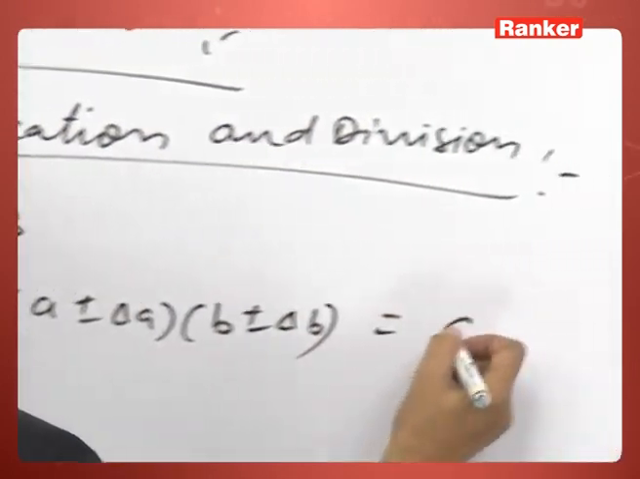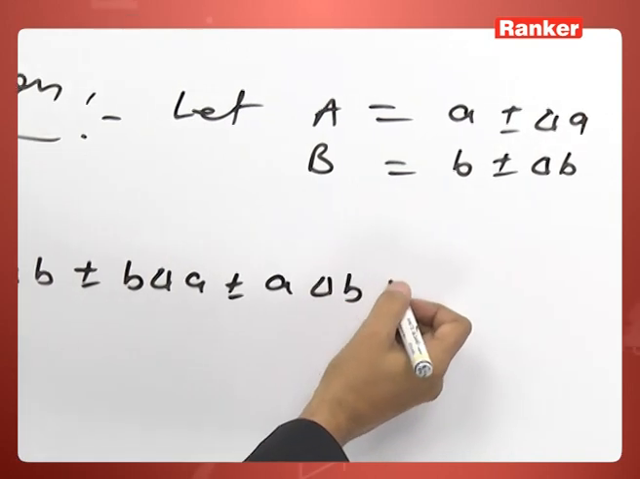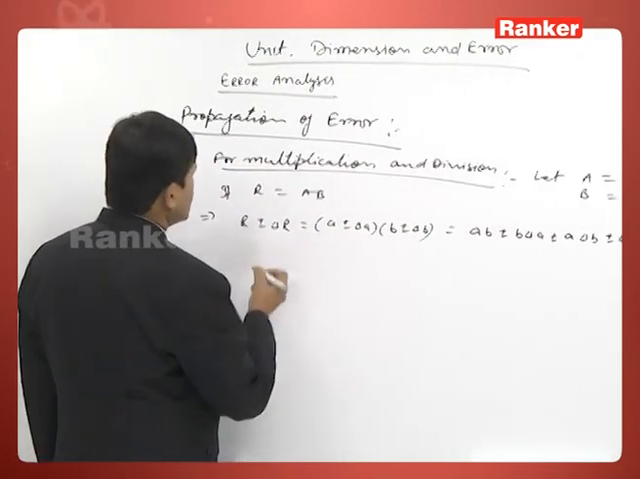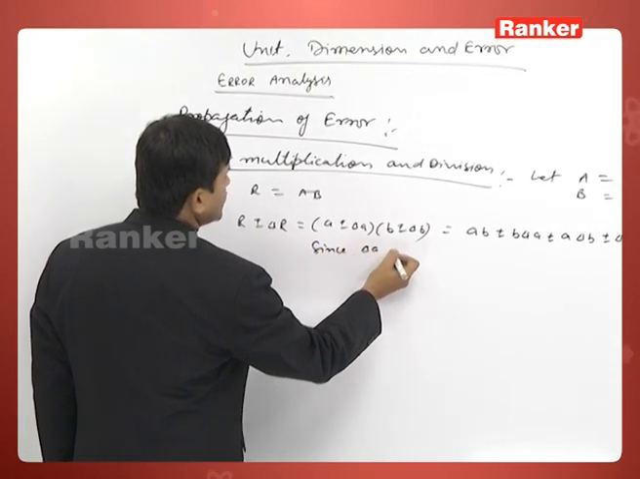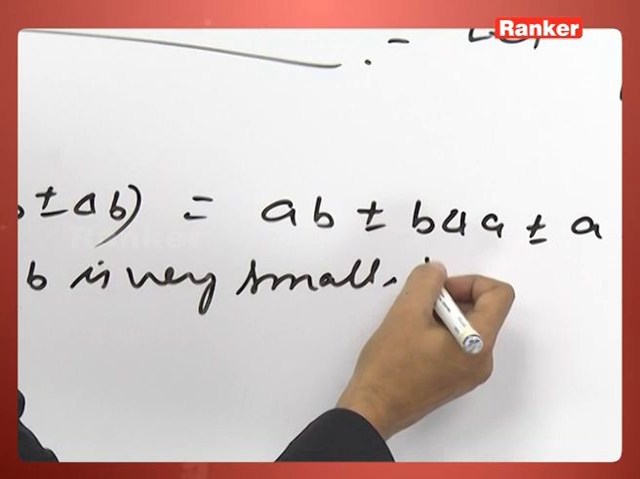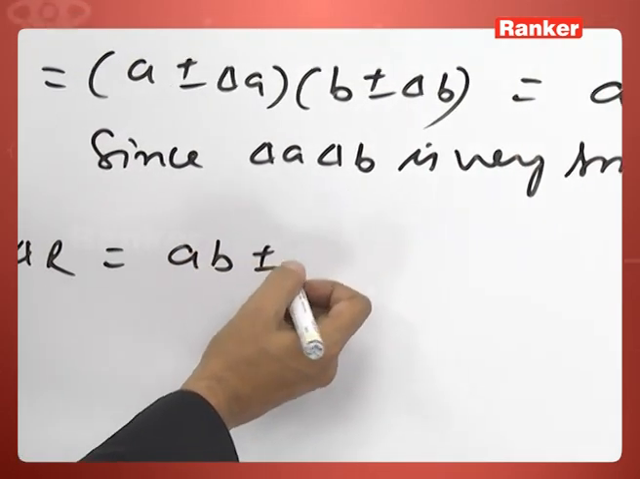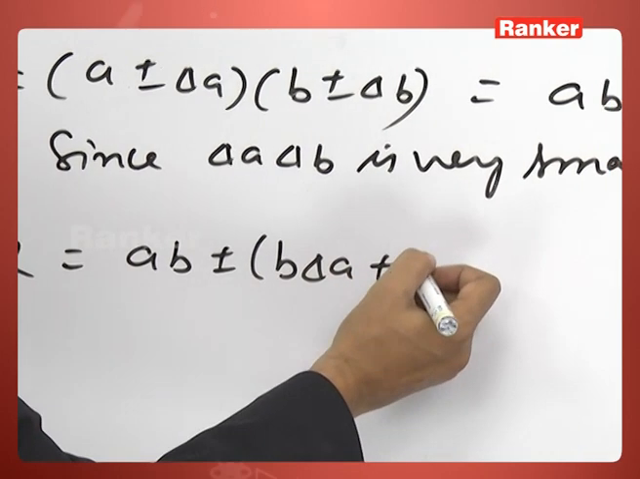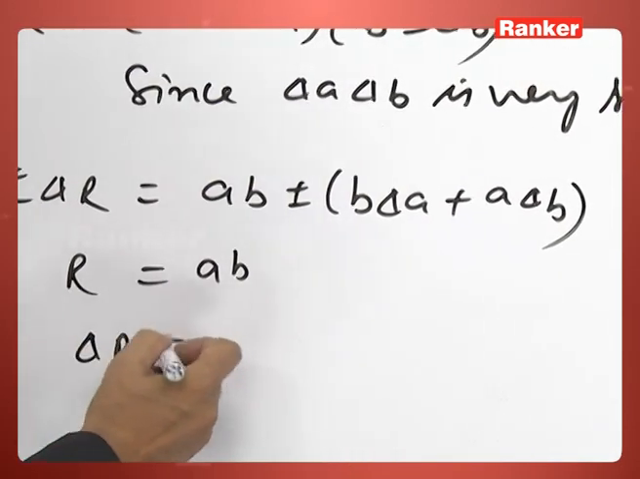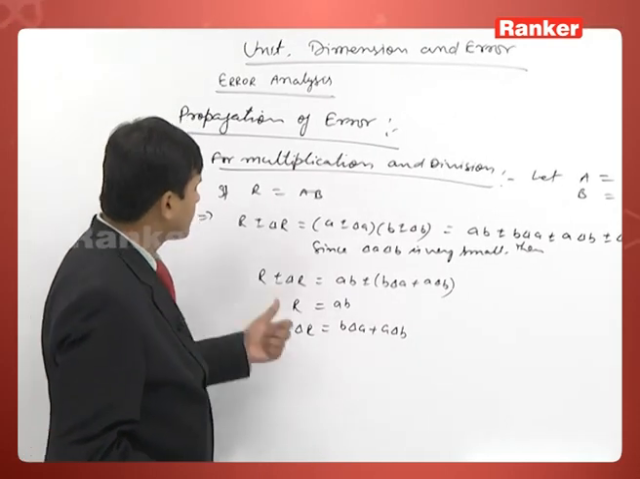If we multiply this, we get AB plus minus B delta A plus minus A delta B plus minus delta A delta B. Now, since delta A into delta B is very small, R plus minus delta R is written as AB plus minus B delta A plus A delta B. So, R is A into B and delta R is B delta A plus A delta B. This is the error in the calculation of R.